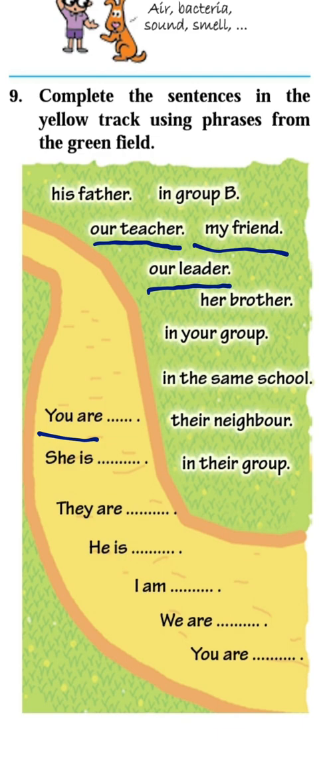Now second incomplete sentence, she is. You can use: she is in group B, she is in your group, she is my friend. There are multiple choices for you to complete all yellow track incomplete sentences.